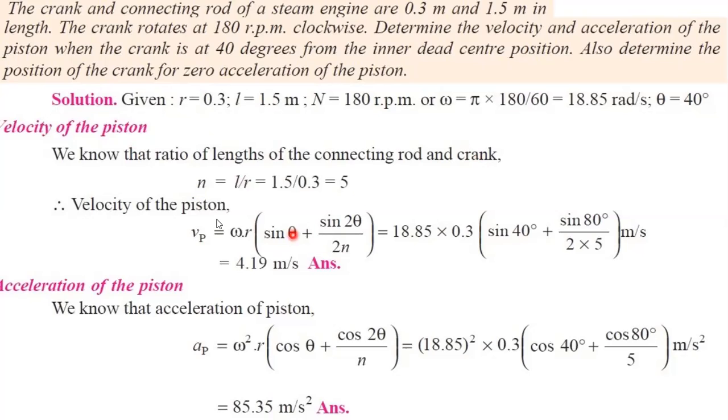So Vp is the velocity of piston. We know the formula. Here theta is 40 degree and omega value we calculated. Radius of the crank we know and n value is 5. So substitute all the values and you will be getting the answer.